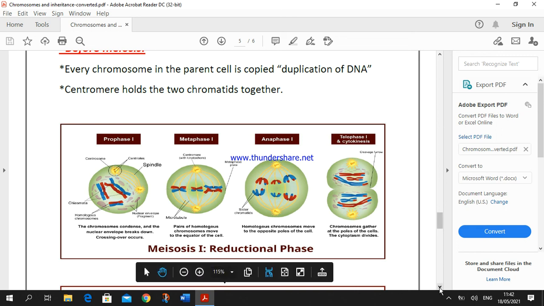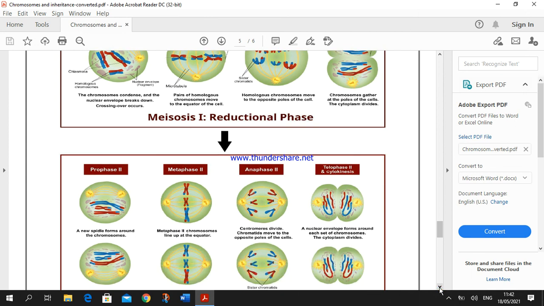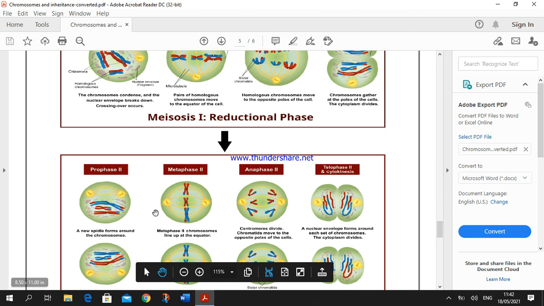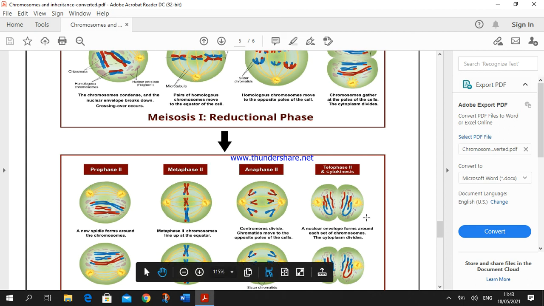And after that, in each cell, the chromosomes move to the center, like this, and the centromeres split and the chromatids separate. They become single chromatids, and they move to the opposite ends of the cell. What happens after meiosis? Four sex cells are produced, and each one has half the number of chromosomes of the parent cell. Each cell has only one chromosome from an original pair of chromosomes.